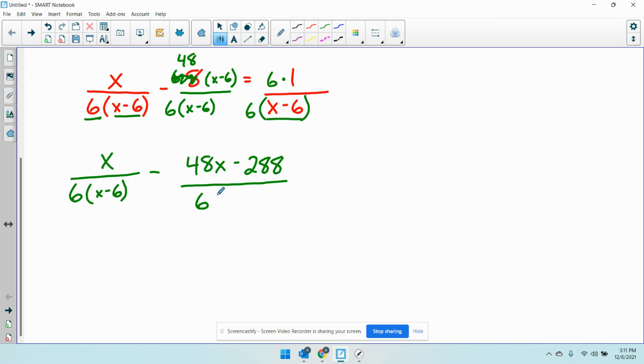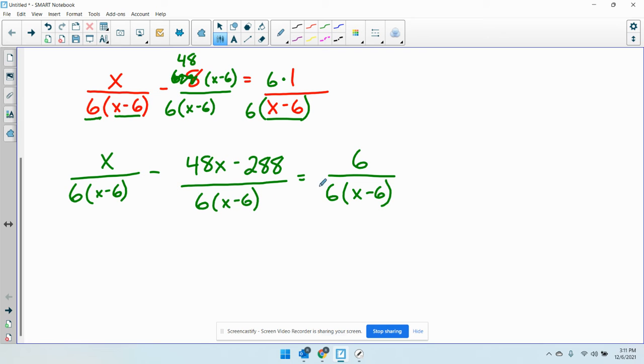Over 6 times x minus 6, equals 6 times 1 over 6 times x minus 6. Let me double check the 240: 240 plus 48. Yep, that's good.